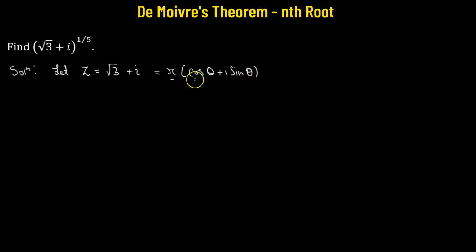For this, we need to obtain the value of r and theta. To find out r, all we have to do is take the square root, and within the square root, we'll square the real part and add it to the square of the imaginary part. So this is going to give us a value 2.